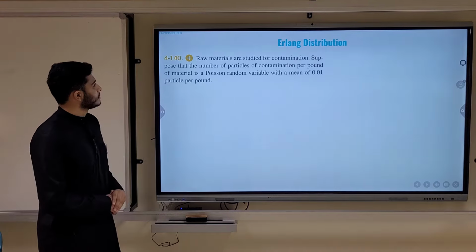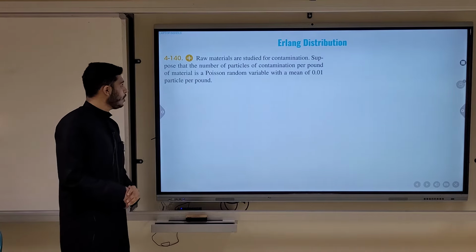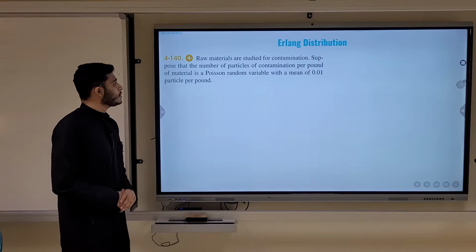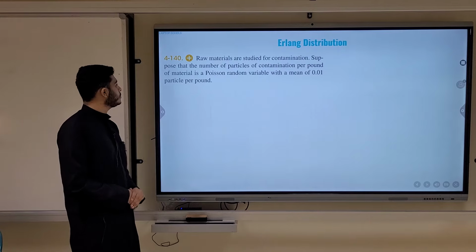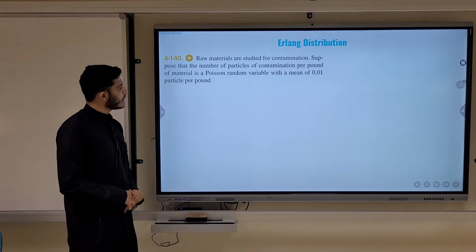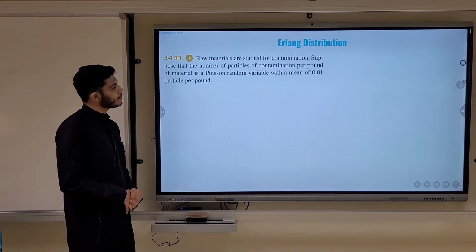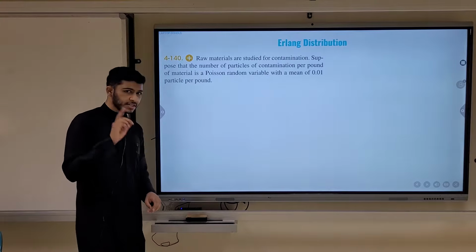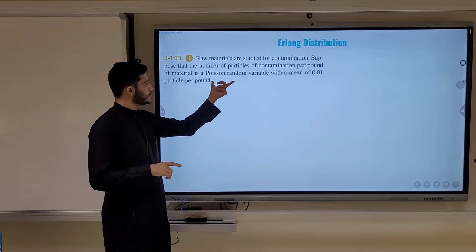So the Erlang distribution, let's solve the first question. Raw materials are studied for contamination. Suppose that the number of particles of contamination per pound of material is a Poisson random variable with a mean of 0.01 particle per pound. Okay.